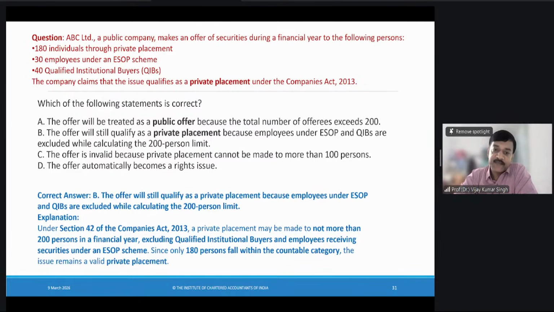We will see that subsequently. A private placement may be made to not more than 200 persons in a financial year, excluding qualified institutional buyers and employees receiving securities under an ESOP scheme. Since only 180 persons fall within the countable category, the issue remains a valid private placement. Okay. So I think many of you answered correctly. The people who have not answered correctly, nothing to worry. You will read, then you will come to know. Okay, let us move ahead.